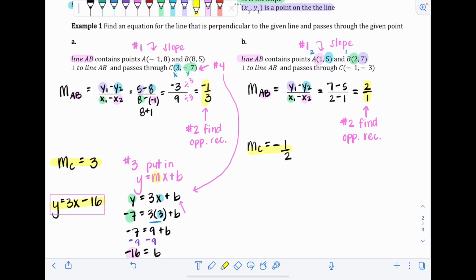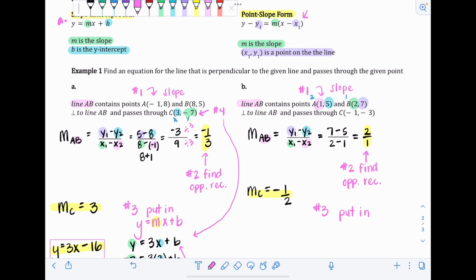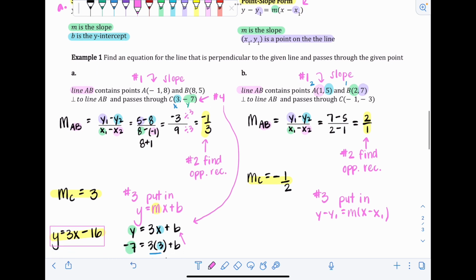Okay, so that's my slope for my line. So step number 3 is going to be almost the same, but we're using a different formula. So put it in point slope form, which is this one all the way up here. So it's going to be y minus y1 equals m times x minus x1. And again, I don't care which way you do it. I just want to give as many examples as possible of each method. So we're going to take our -1/2 and put it in for m. So then it would be y minus y1 equals -1/2 times x minus x1.